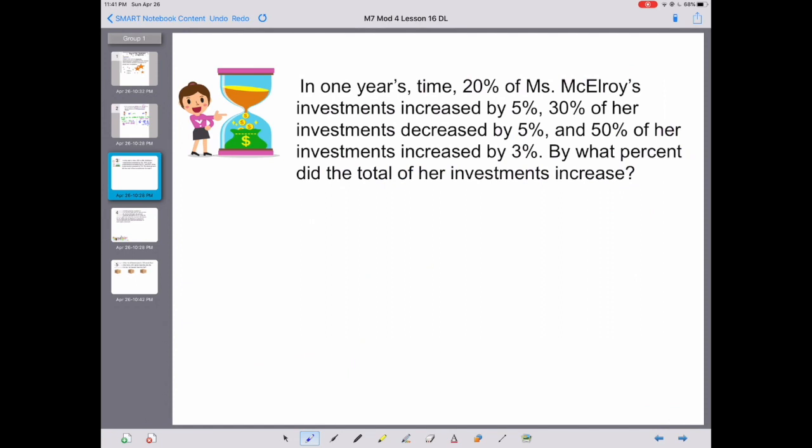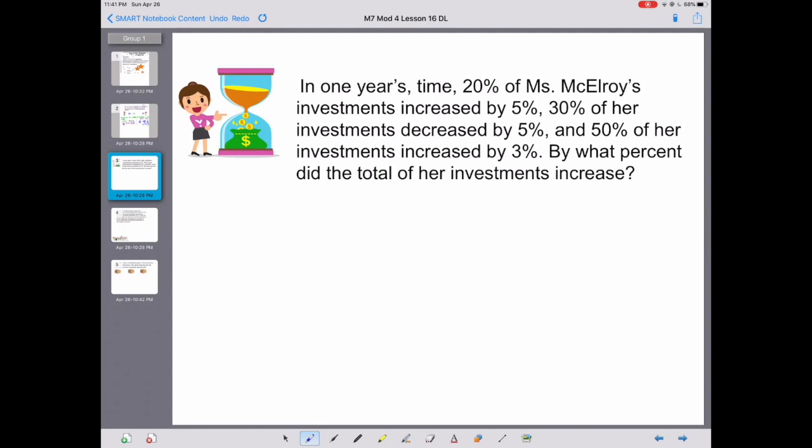In 1 year's time, 20% of Miss McElroy's investments increased by 5%. 30% of her investments decreased by 5%. And 50% of her investments increased by 3%. By what percent did the total of her investments increase?